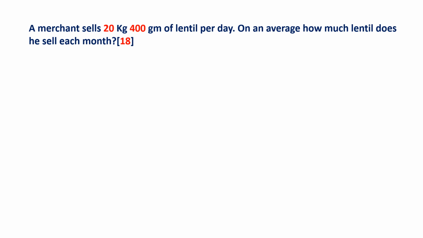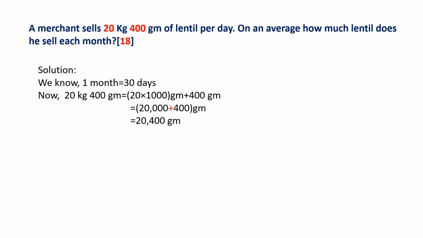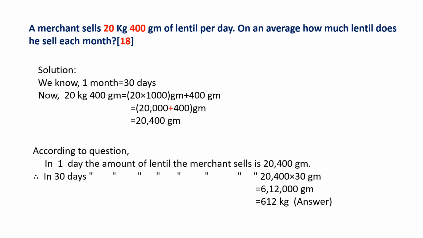Okay, a merchant sells 20 kg 400 gram of lentil per day. On average, how much lentil does he sell each month? This one is another simple problem. These problems are related to unit conversion, right? As you can see, 20 kg 400 gram is converted to 20,400 gram, as kg is converted to gram by multiplying by 1000. So in one day you are having 20,400 grams, so in 30 days you are having 612 kg, right? So that's okay, that's the answer.